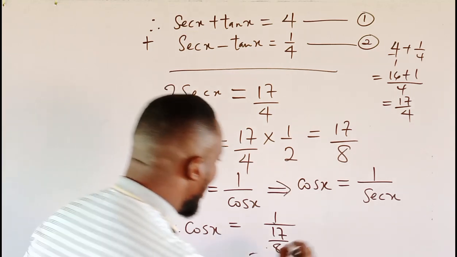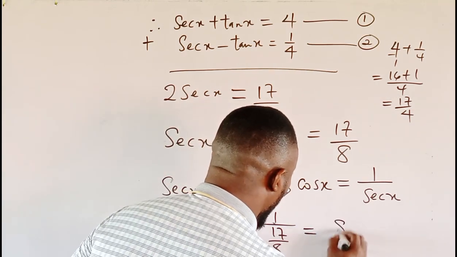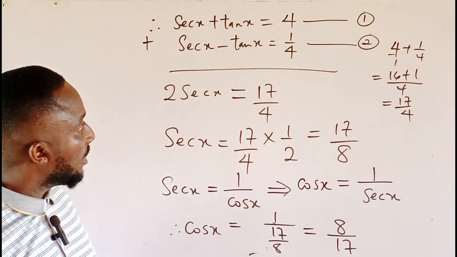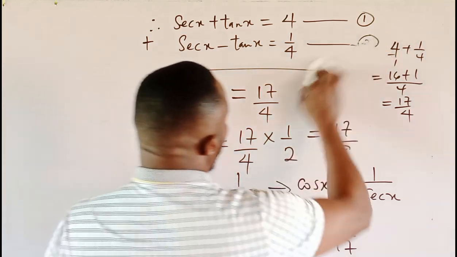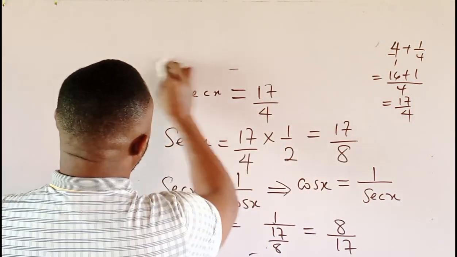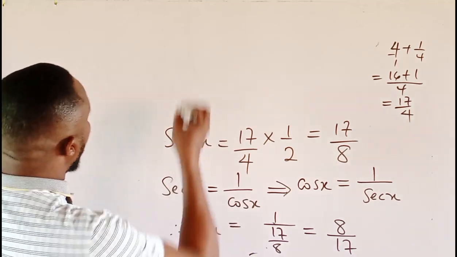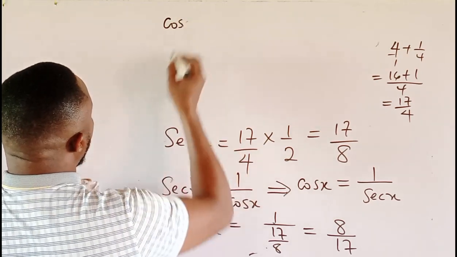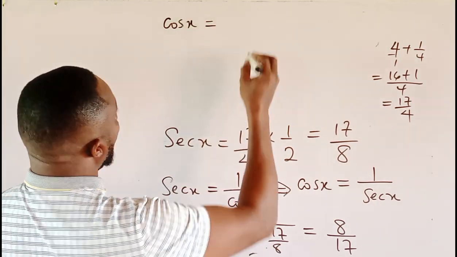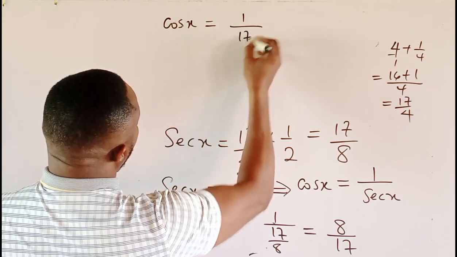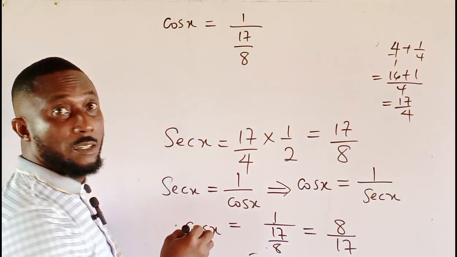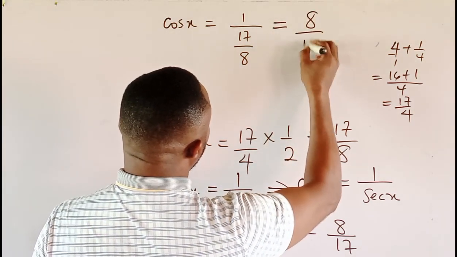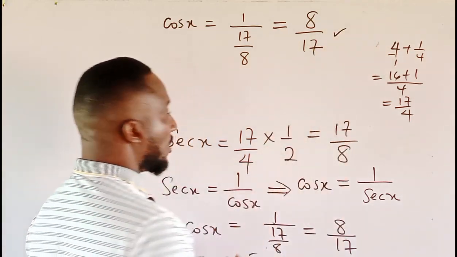If we take the inverse, that's going to give us 8 over 17. Now, if you are taking the inverse of a fraction, the fraction flips. So there's no need to write multiplication again. If we take the inverse of a fraction, like I said, we flip. So then cosine x becomes 8 upon 17.